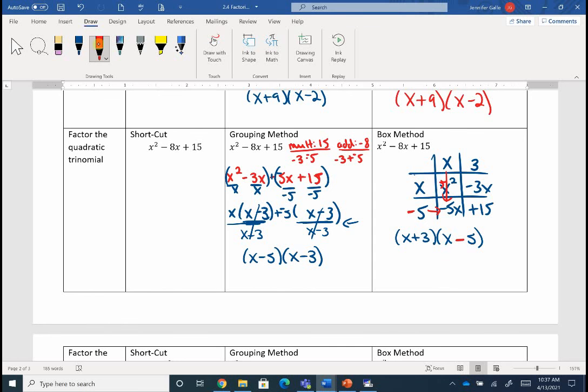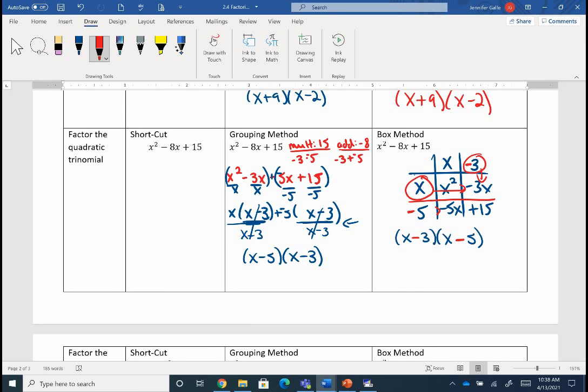If I recheck my multiplication, with x and 3x, I don't get the -3 that I need. So I need to take out a -3 here. That's going to be, I don't want to say the catch with the box method, but it's going to have to be your check.